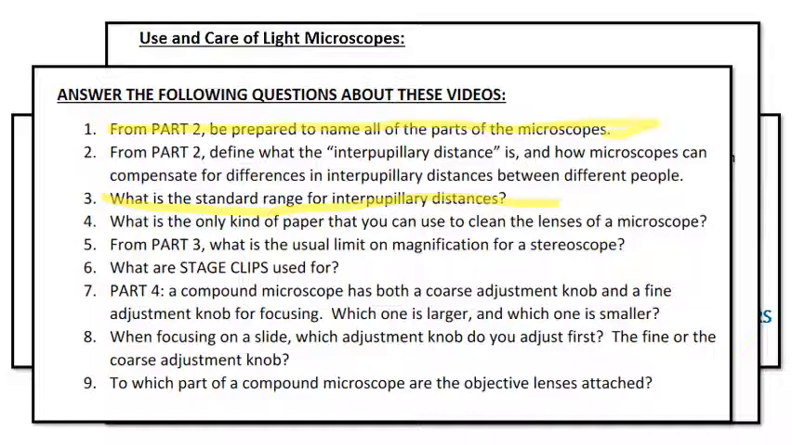Now in that video, they will actually tell you what the standard range for interpupillary distances is. It's about 65 millimeters. I've forgotten what the exact number is, but it is listed in the video. And when you're actually using a microscope, you can adjust the 2 ocular lenses to match your own personal interpupillary distance. Okay, so these are typical questions that you will see when you click on the pre-lab video section for each lab.